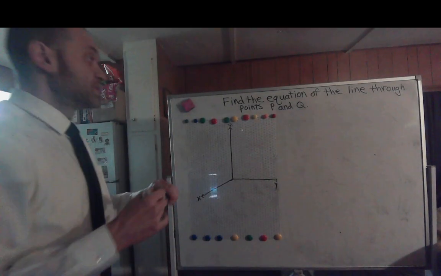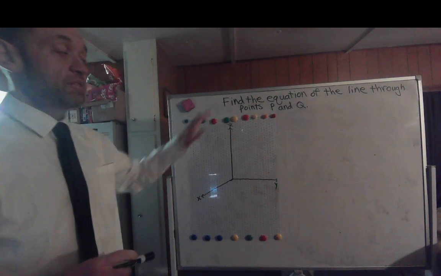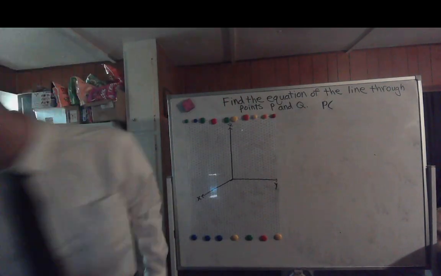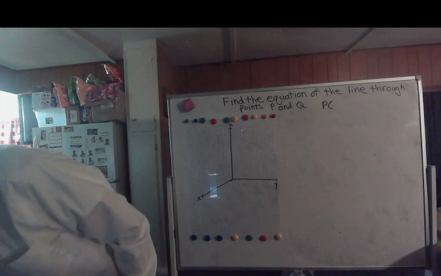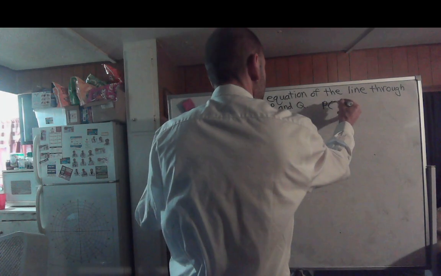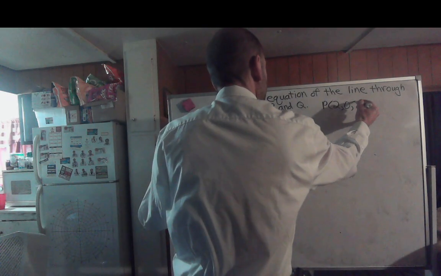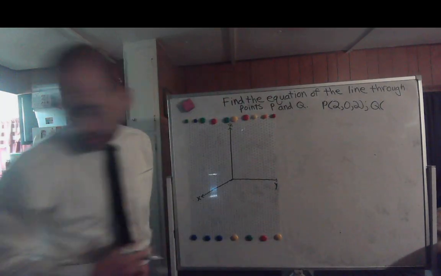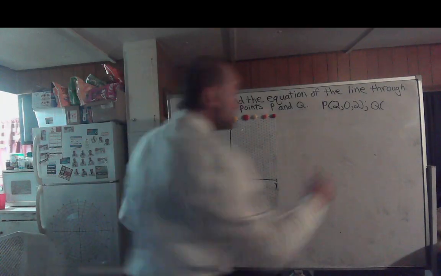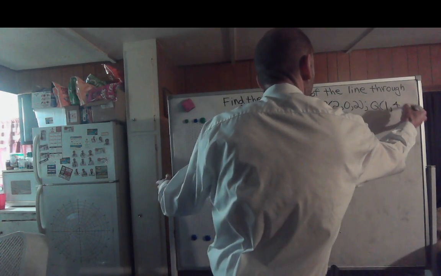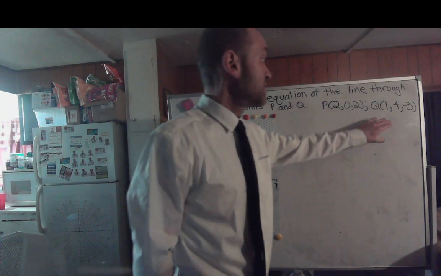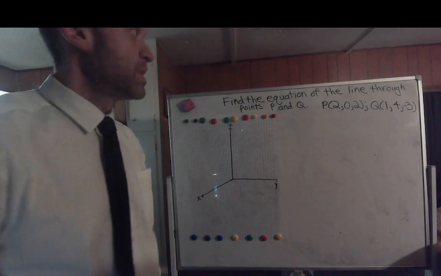Alright, so we're going to find the equation of the line through points P and Q, where in this case P is 2, 0, 2, Q is at 1, 4, negative 3. Alright, so P is at 2, 0, 2, Q is at 1, 4, negative 3.